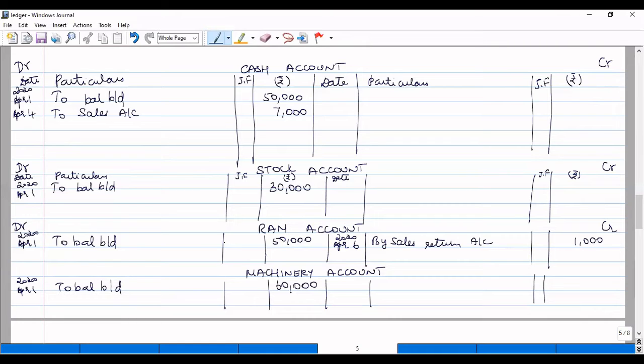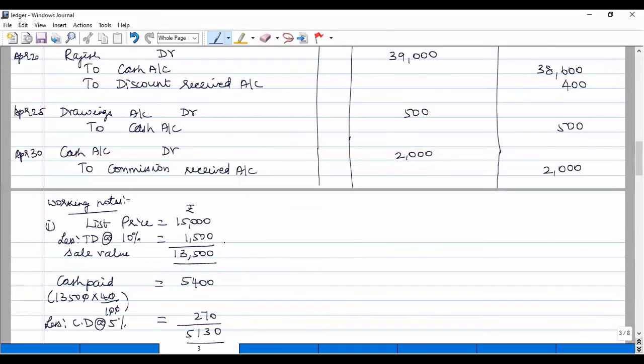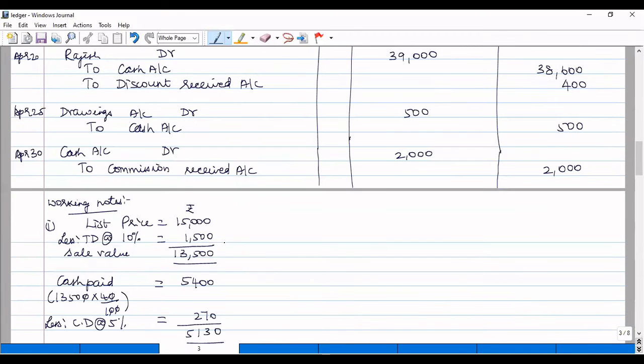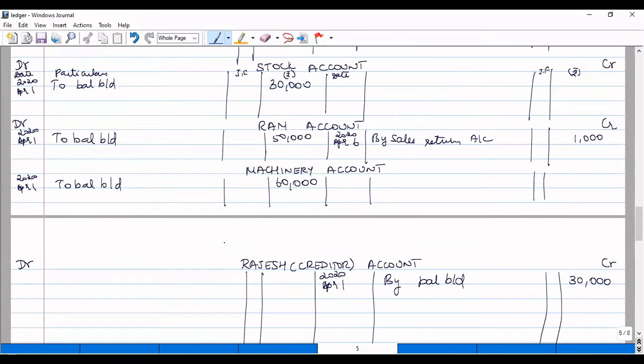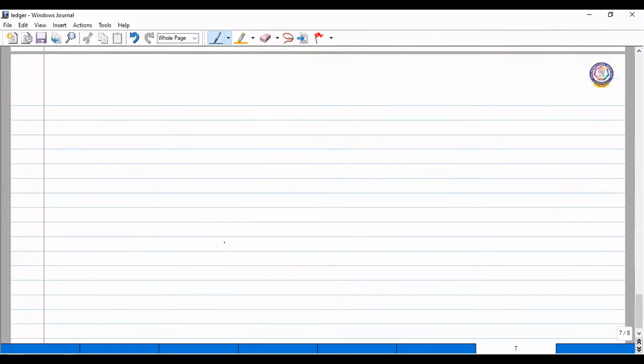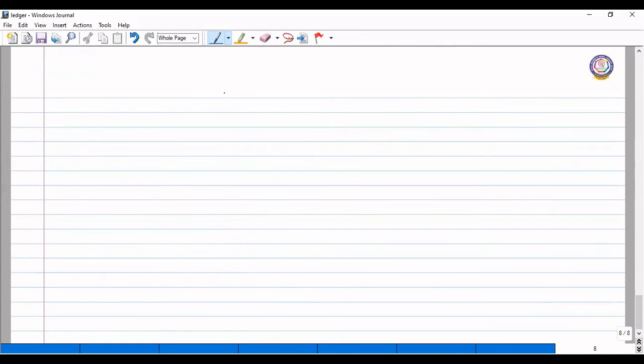Right? Next, coming to the next transaction on April 10th, purchases account debit to Rajesh. Now we have opened Rajesh account, but still we have not opened an account for purchases. So we will open purchases account first. Okay. Purchases account.